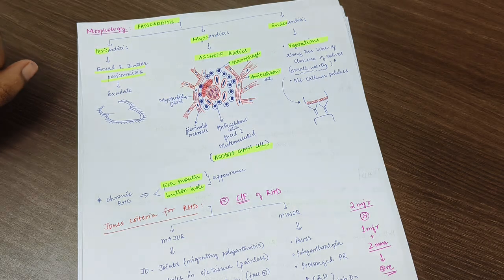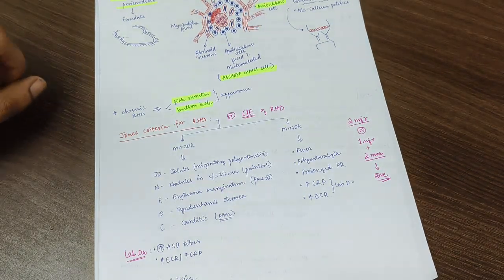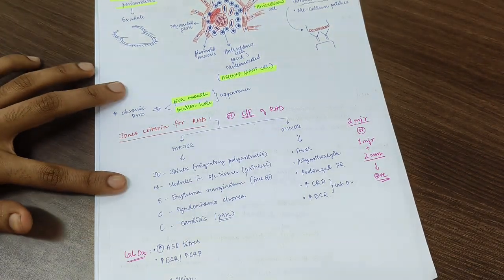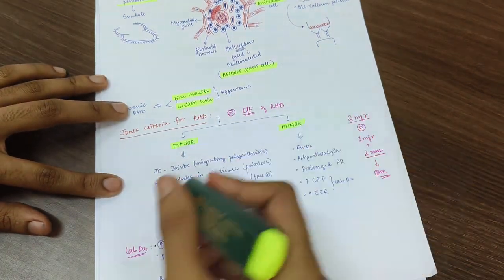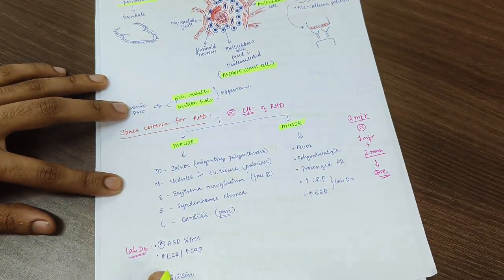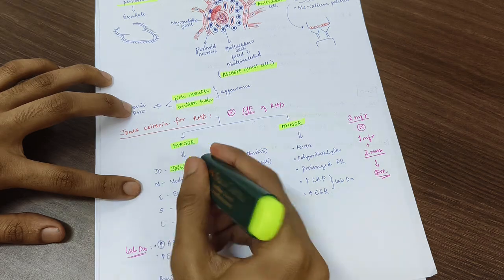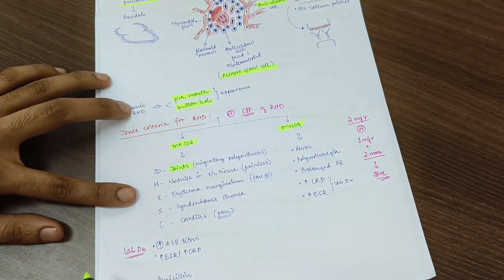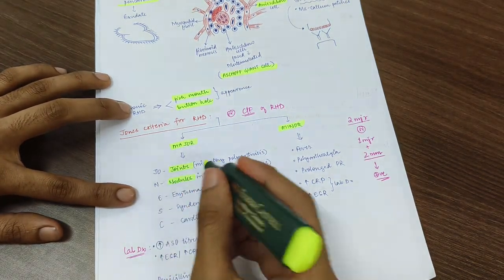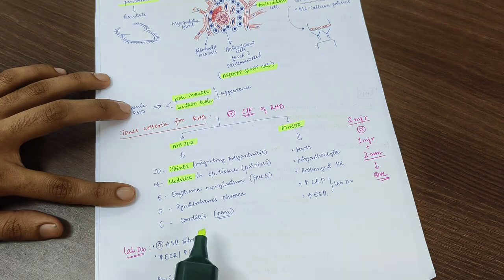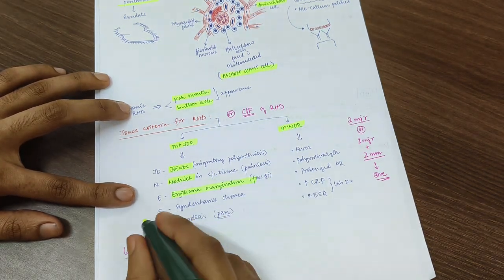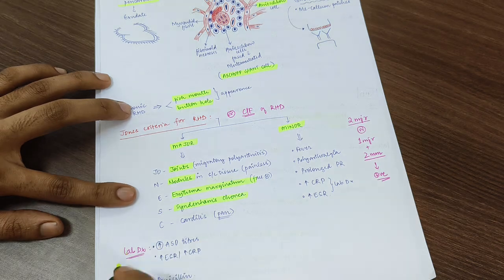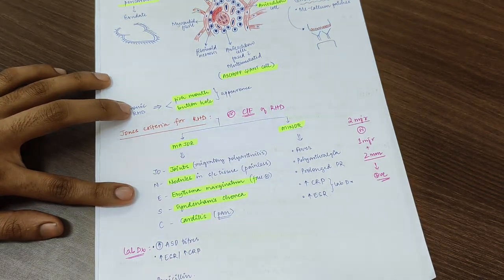Then Jones criteria. How are we going to diagnose the RHD using the Jones criteria? Or what are the clinical features of RHD? One is major, the other one is minor. In the major, you're going to see the Jones as a mnemonic. JO is for joints involvement, where you're going to see migratory polyarthritis. N is for nodules, in the subcutaneous tissue. E is for erythema marginatum. S is for Sydenham's chorea. C is for carditis.